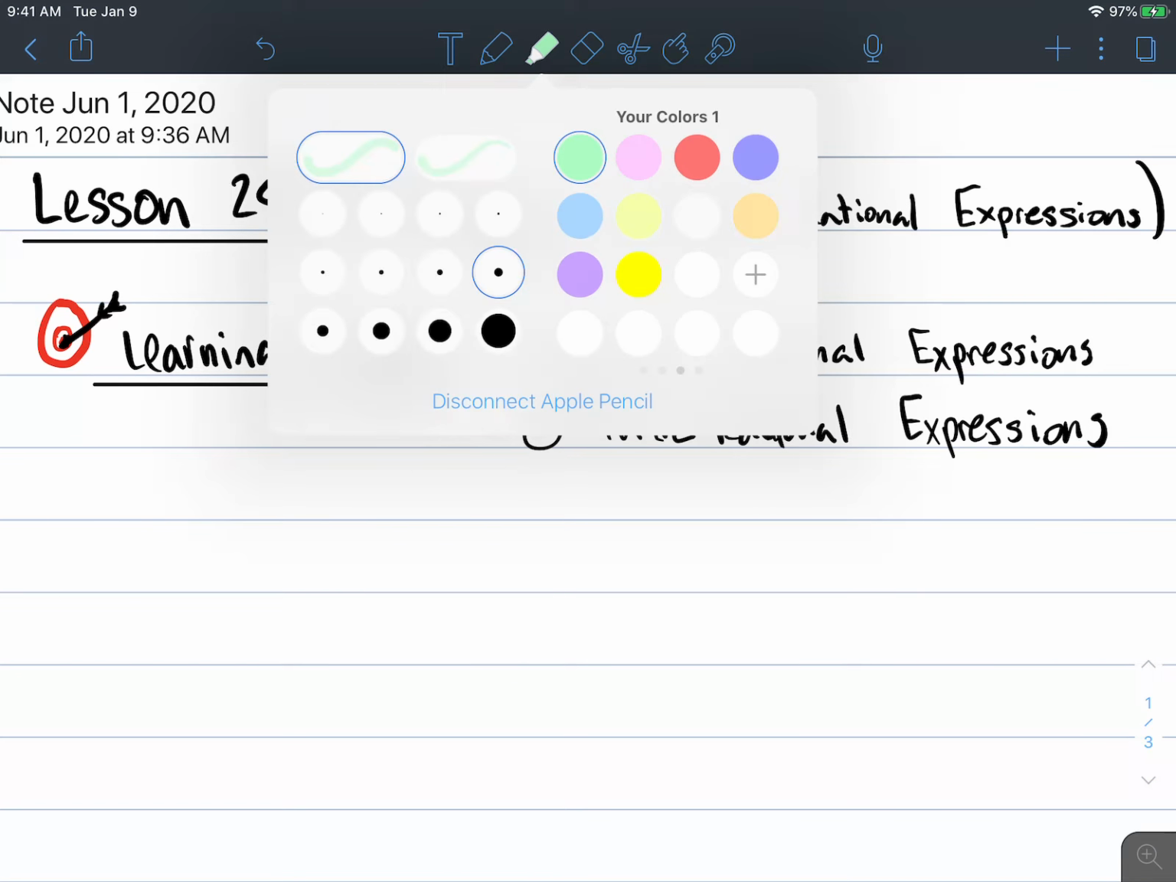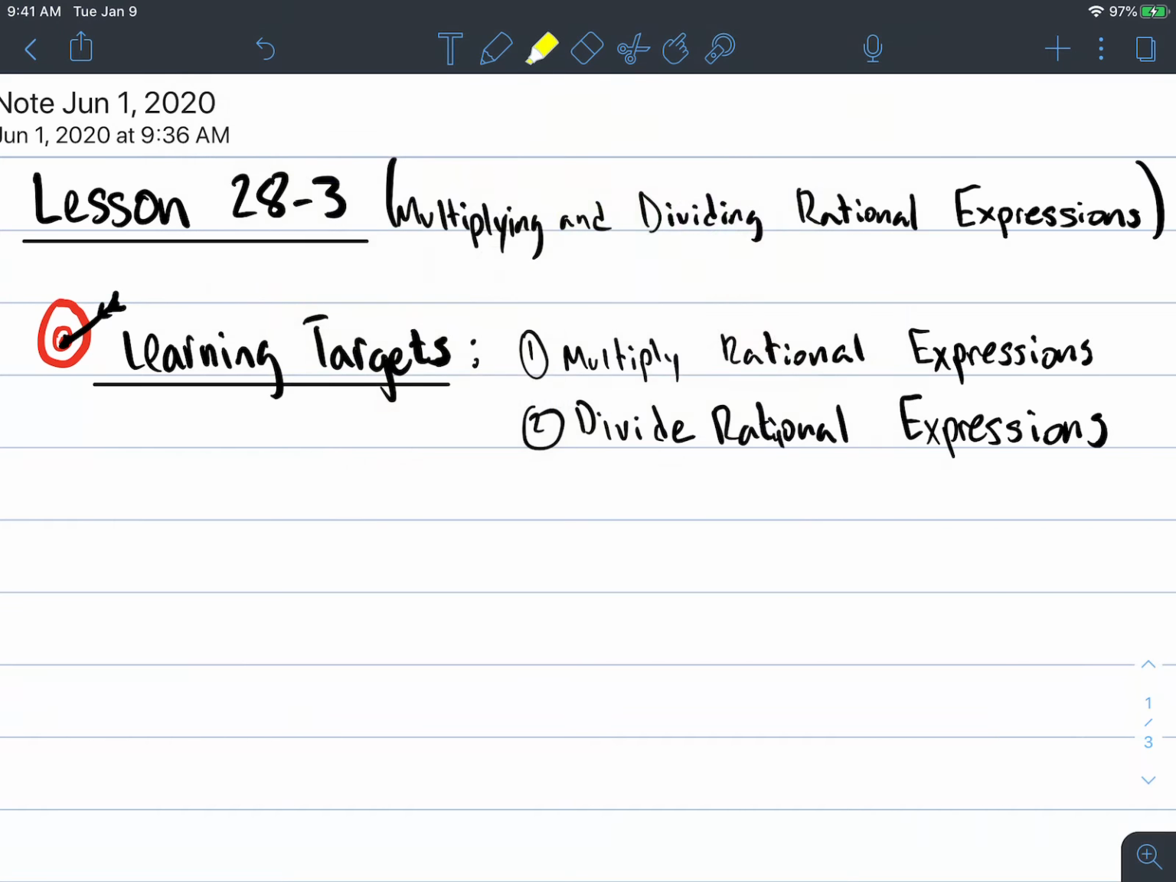Today we're using a white background. Why not? We will be covering lesson 28-3 from your book, which is multiplying and dividing rational expressions. That's what we're doing today. Our first learning target is to multiply rational expressions, and our second learning target is to divide rational expressions. Pretty straightforward targets.